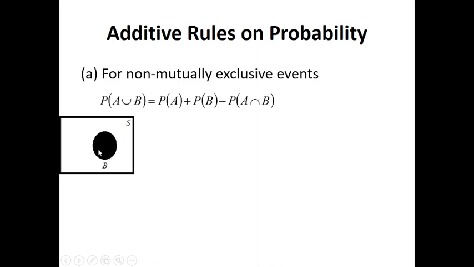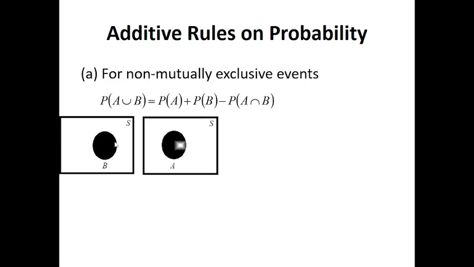So meron tayo ditong event B and the sample space. Ito yung ating Venn diagram na tinatawag. So here's the sample space, yung rectangle. Then meron tayong circle nagre-represent ng ating event B. Then meron din tayong event A, represented by a circle. Okay? Ngayon, A union B.